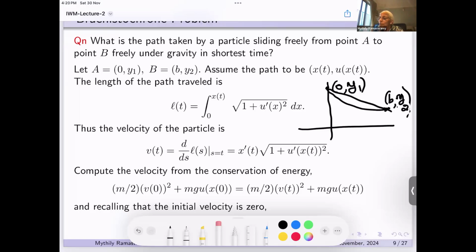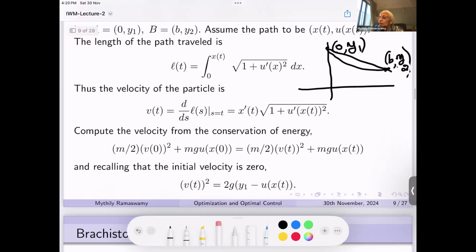Thus, the velocity of the particle will be the derivative of L with respect to s evaluated at t. So that will give me the derivative of x and the integrand evaluated at x(t). And so I have written the velocity. But I have to calculate the velocity.